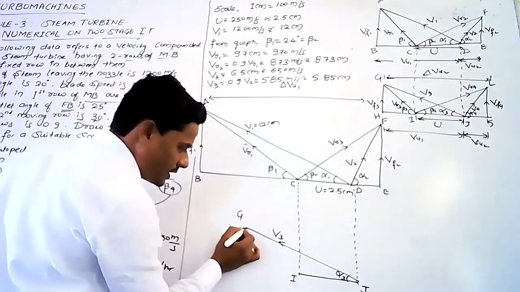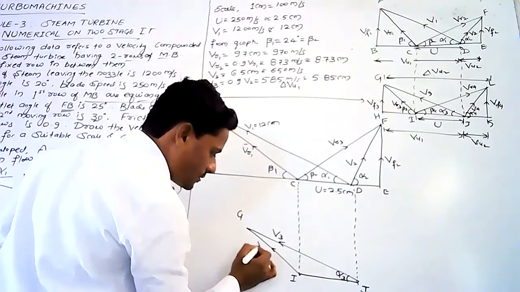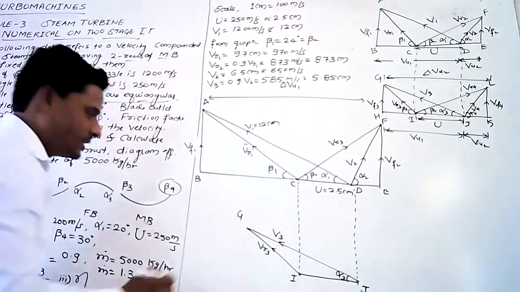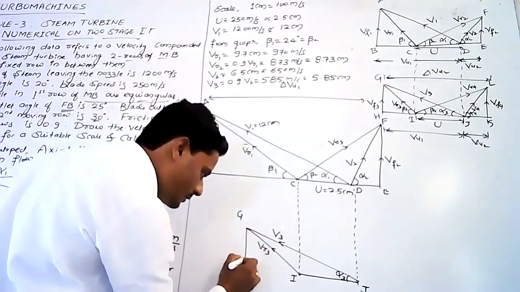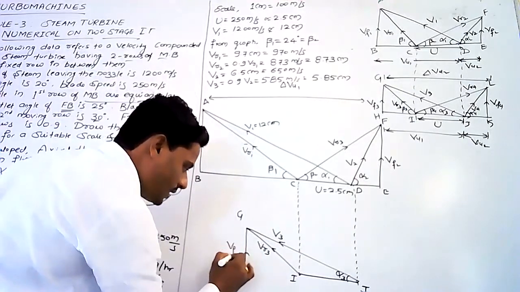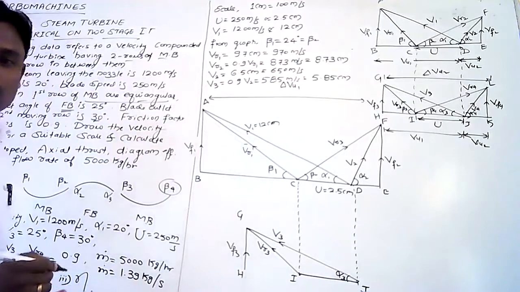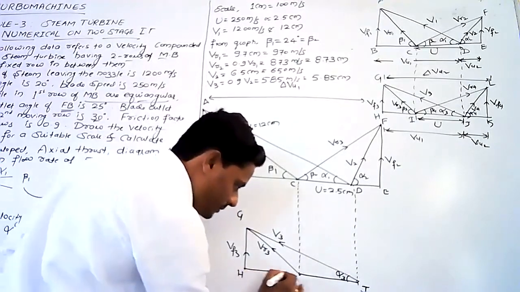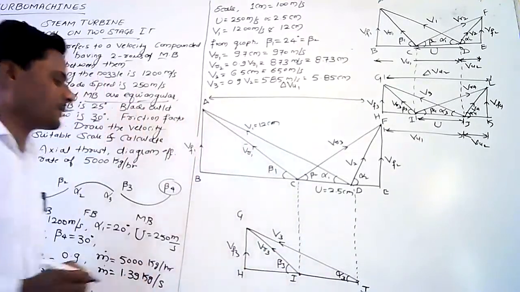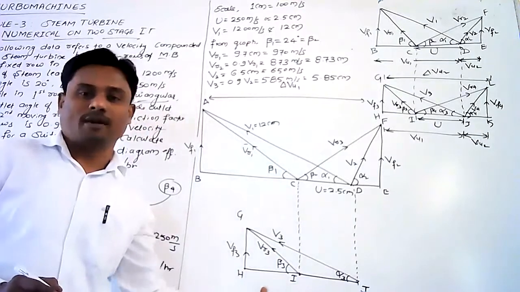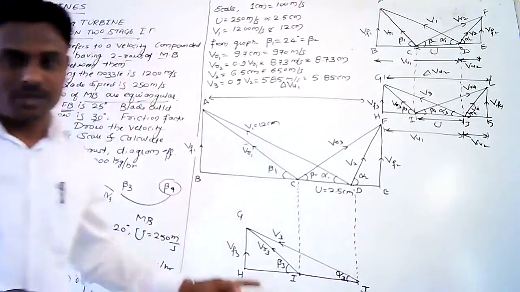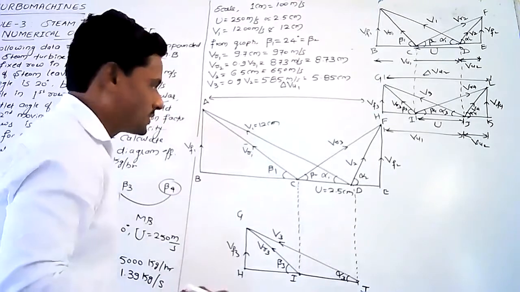Join GI. This is VR3. From point G, drop a vertical line up till H here. This is H, and this will be VF3, the axial velocity component. Join HI, and this will be beta 3 here, and you can measure beta 3 by keeping the protractor on point I. Now this is all about the inlet velocity triangle for stage 2.